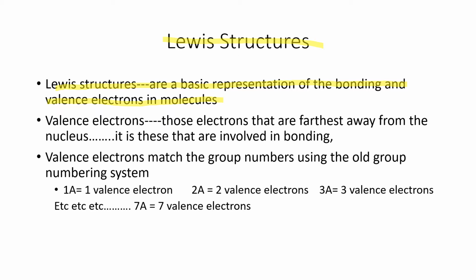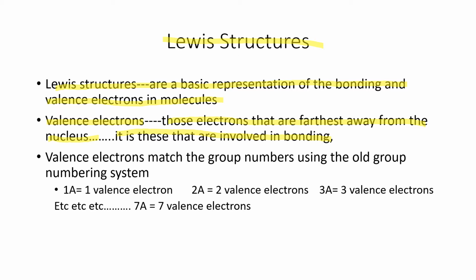So what Lewis structures do is they represent that bonding and those valence electrons in a very simple picture, a very simple diagram. And we care about the valence electrons. Those are going to be the most important electrons for us, because it's the valence electrons that are farthest away from the nucleus. Those electrons farthest away from the nucleus are those that are going to be involved in bonding. So that's why we care about these valence electrons so much.